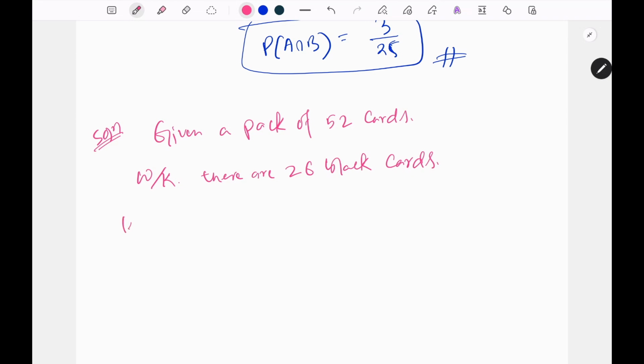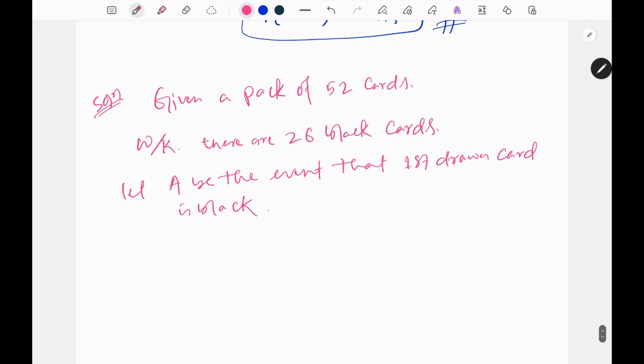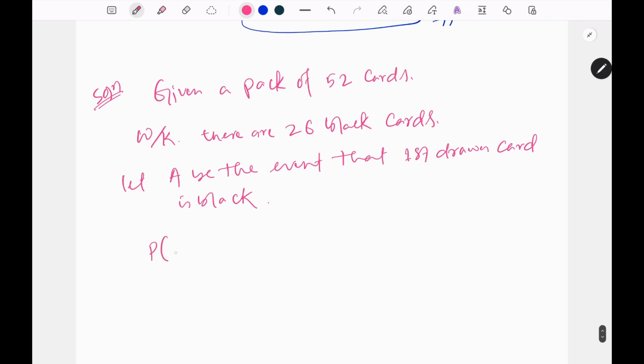Now let A be the event that the first drawn card is black. Then what will be the probability of A? The probability of A will be, how many black cards are there? 26, and the total cards are 52, so it will be 26 by 52.